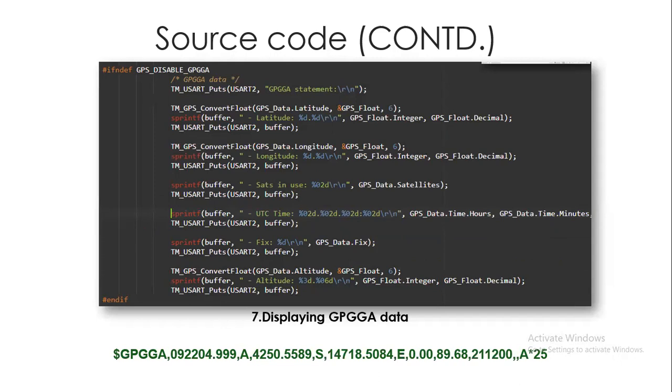The received data is in GPGGA format. This code segment prints the attributes of GPGGA, such as latitude, longitude, satellites in use, UTC time, and so on. After the execution of this code segment, the virtual terminal will show the data received from the satellite. Now moving on to the next presenter.